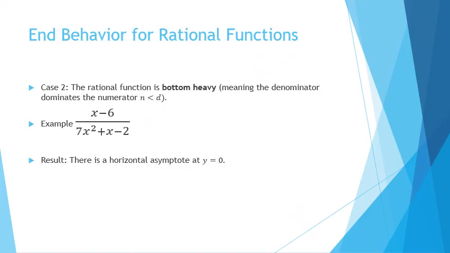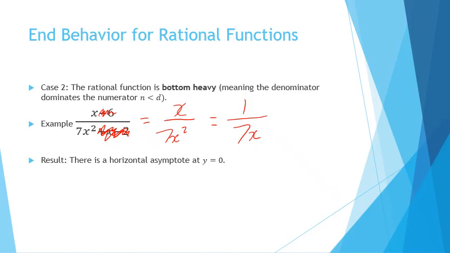All right, so what happens when it's bottom heavy? Let's take a look here. You can almost cross those out. We don't need those in determining end behavior. So we are just left with x over 7x squared. You can cancel out an x from the top and the bottom and be left with 1 over 7x.